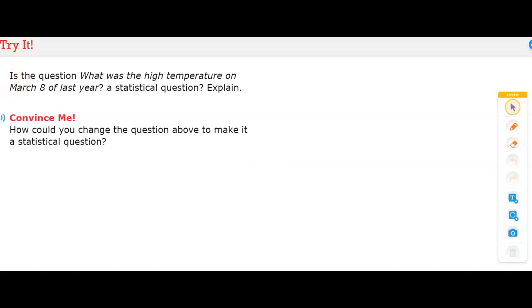Is the question, "What was the high temperature on March 8th of last year?" a statistical question? Explain. The question gives us one answer. If a question asked gives one answer, is that statistical? Your answer should be no, because you want a question to give more than one answer. If it gives one, it is not statistical.